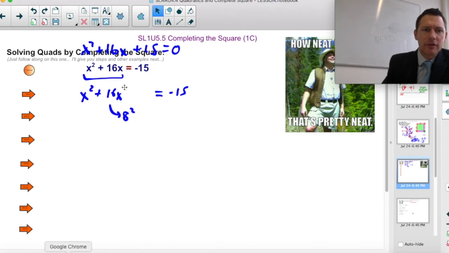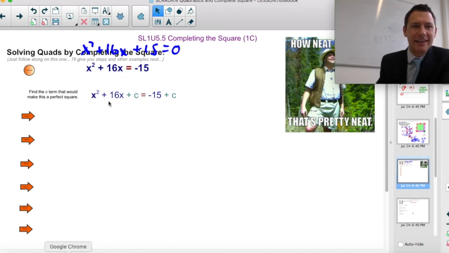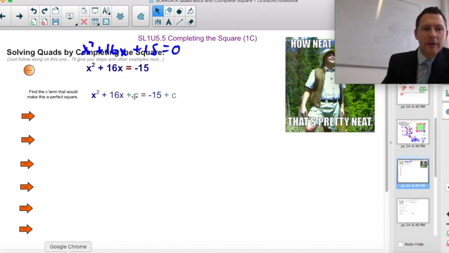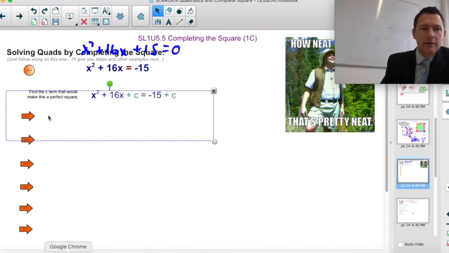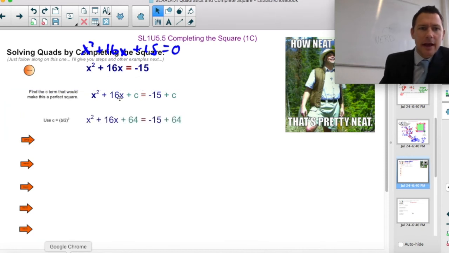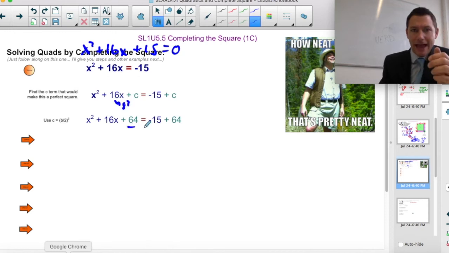So maybe I should do this with... There we go. It'll be cleaner and a lot less clicking. So we want to add some value to this side to make this side a perfect square, and we want to add the same value to the other side so it's balanced. We haven't done anything. So we're going to take the 16 and cut it in half, divide by 2. That's 8. Square it, you get 64. But we can't just add it to one side and not the other, so we've got to add it to this side. Bing!